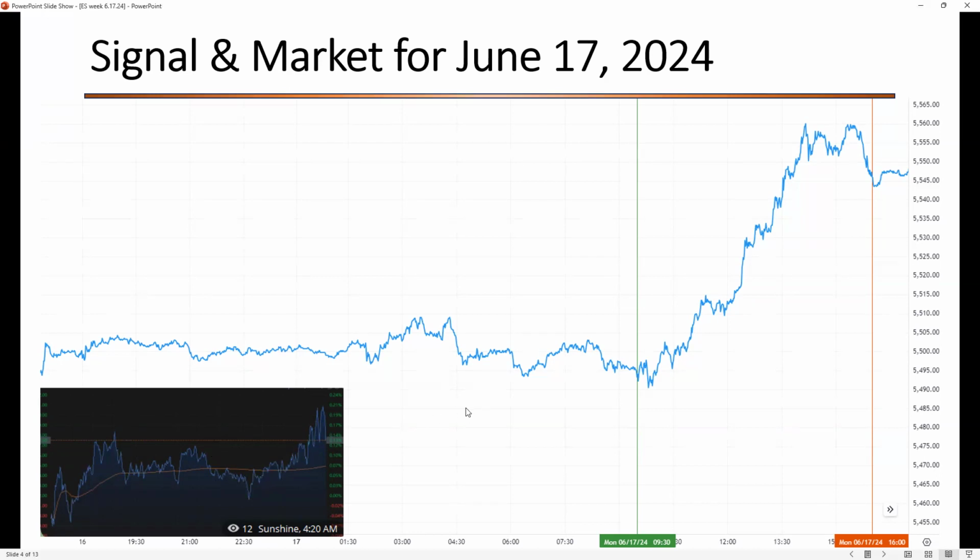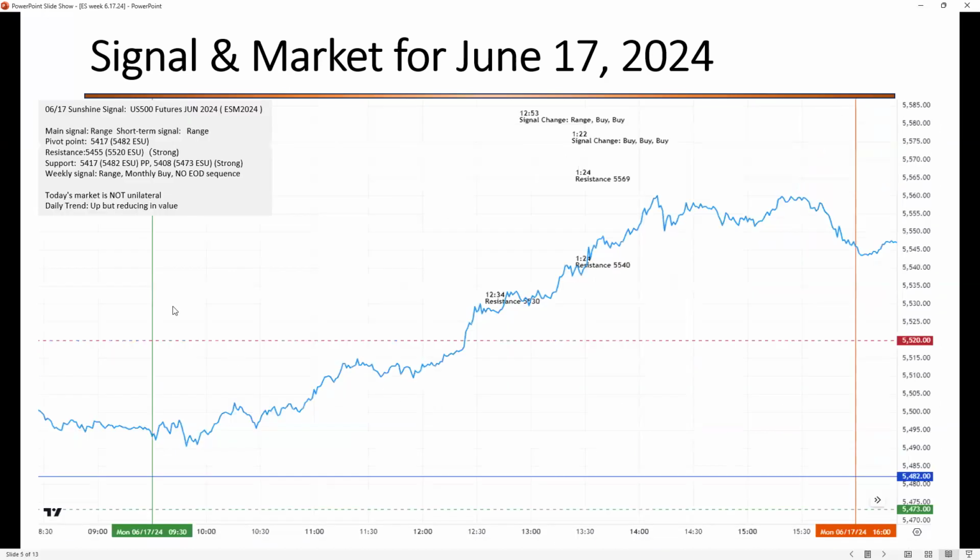And now let's look at the signal. The signal is giving us a range, a slight downgrade from Friday. There is no EOD sequence. Trend is up, but reducing in value. And a trending date is not detected. So the market here opened above the pivot point.